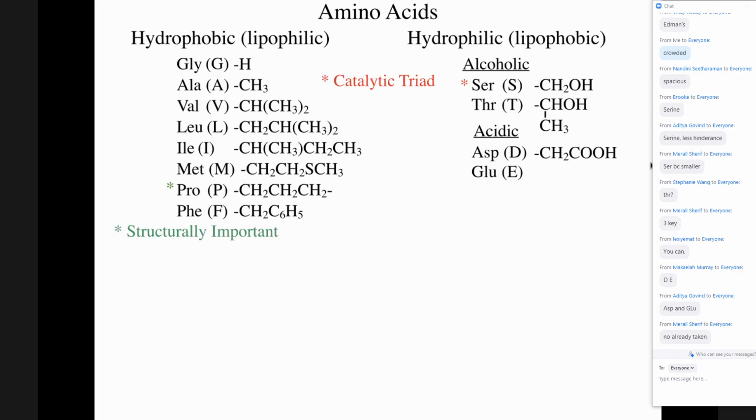So this and this. Again, based purely on steric hindrance, which do you think would be a more likely candidate for an active site, aspartic acid or glutamic acid? And I do like that. Somebody said Elmer's glue. I like it.